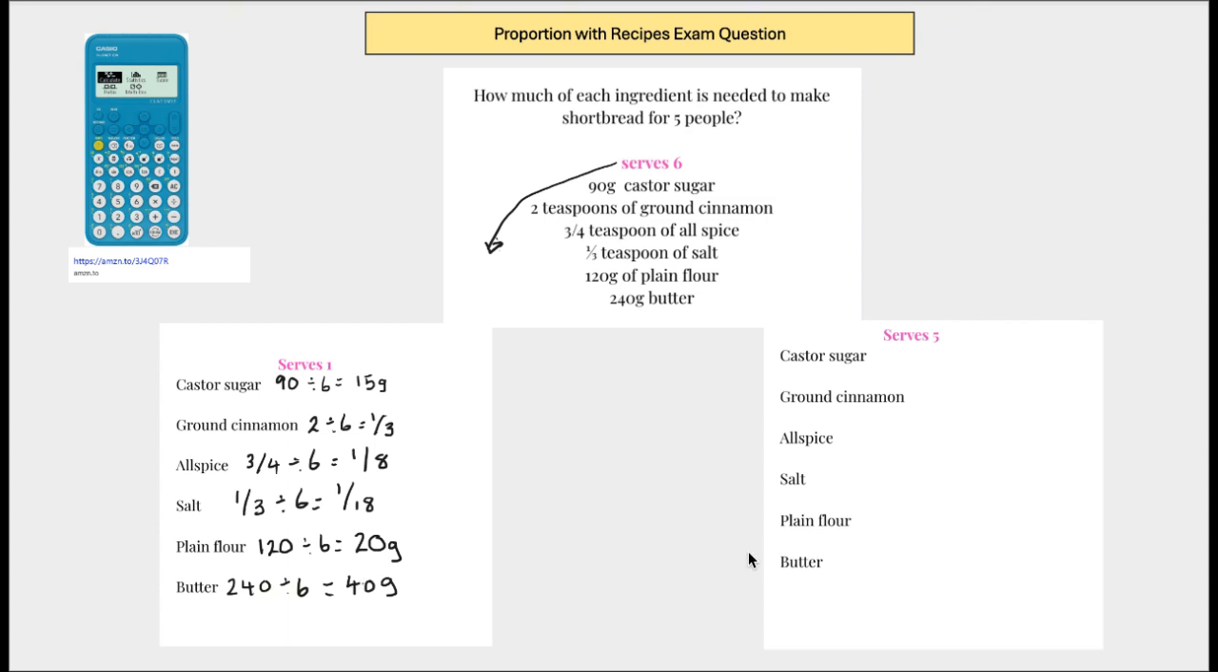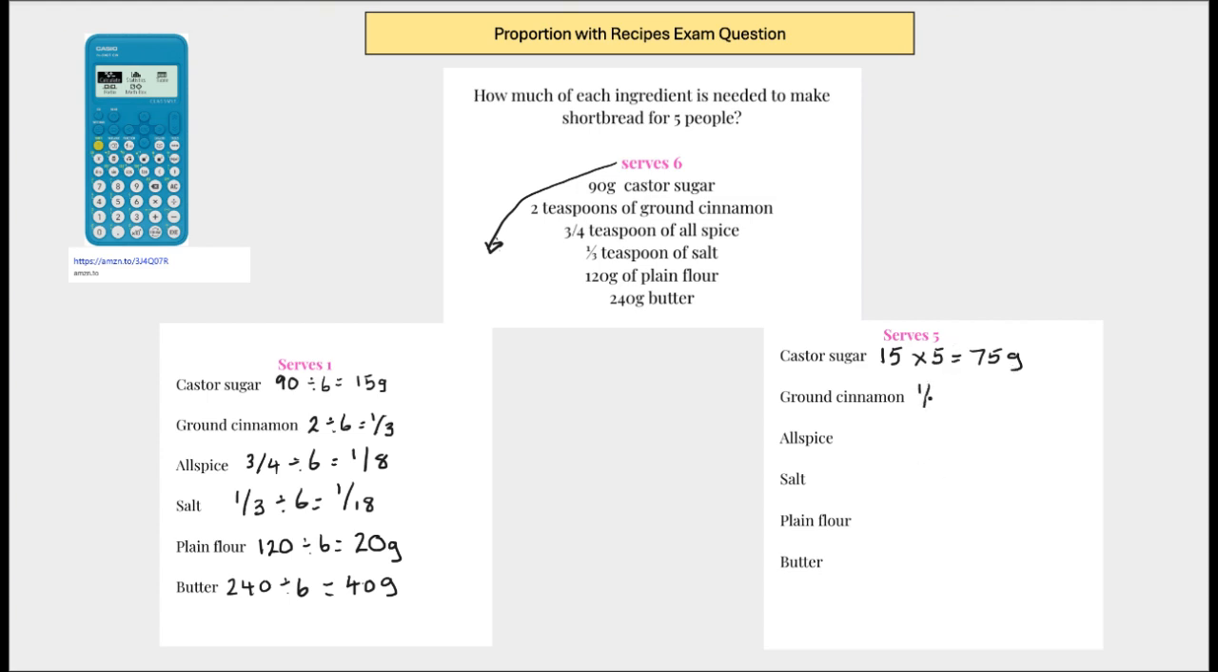So now we know what serves one person in the ingredients. We can easily solve anything up to 6. So, serves 5s. Caster sugar. We have 15 grams. So we're going to put 15. And this time we're going to times it, not divide, by 5. Which gives us 75 grams of caster sugar.